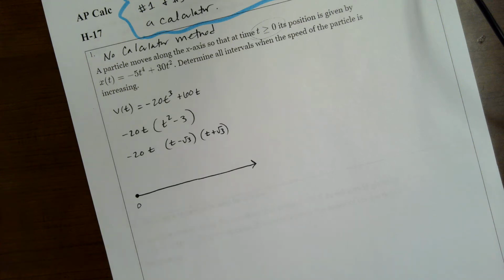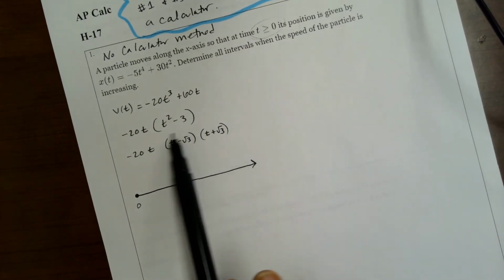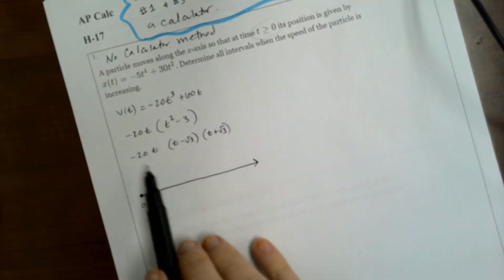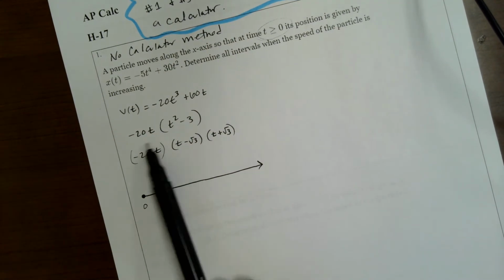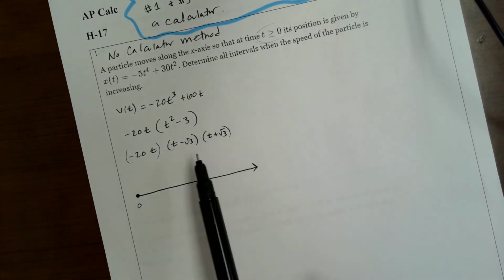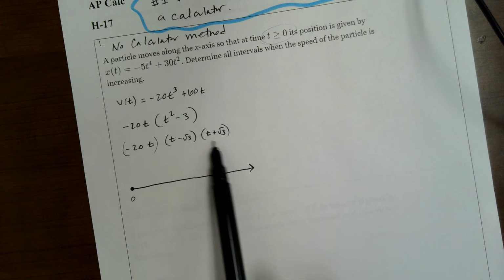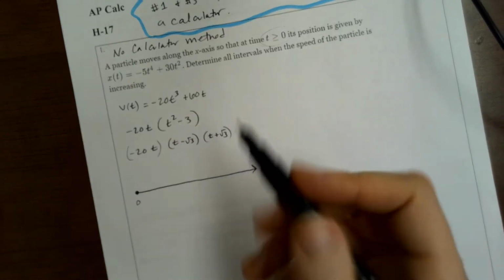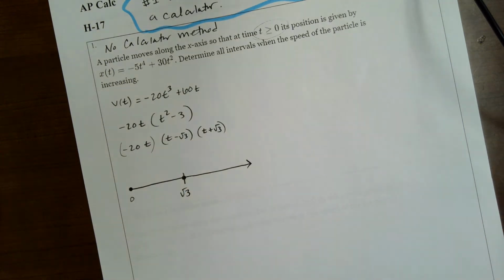And so our critical numbers are when velocity is 0. So you ask yourself, when is this thing 0? Well, for this term, it's 0. Actually, let me go like this. I'll group that as a term. For this term, the critical number we get is 0. Well, that's the end point anyway of the interval. For this term, we get radical 3 as a critical number. For this term, we get negative radical 3 as a critical number. That's not even on this number line. Okay, so we're only using the critical number radical 3.